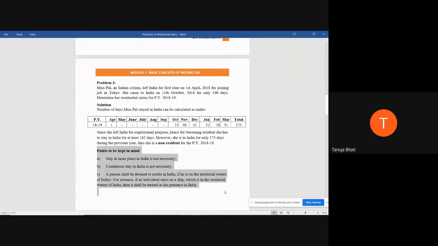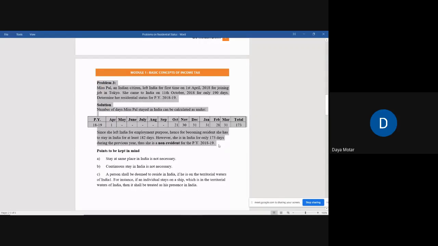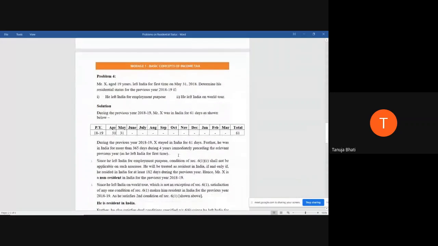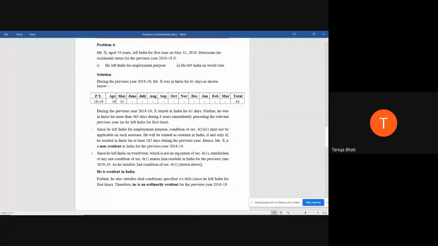This is not a part of your solution. It is just, in respect of this problem, a point that you all had to keep in mind. So have you all understood problem number 3? Yes, ma'am. Everyone? Yes, ma'am. Okay. Let us move to problem number 4.